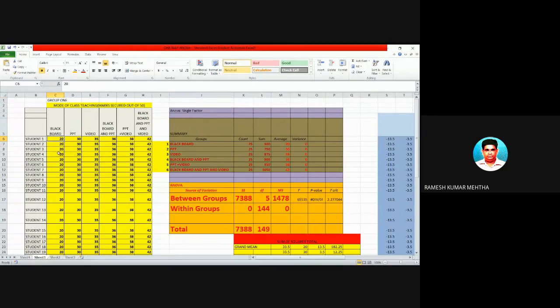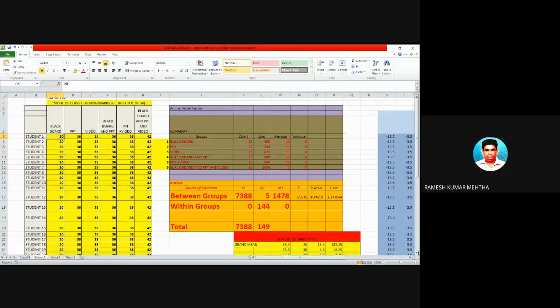Between blackboard and video, student number one secured 20 marks and 35 marks. So between the first group and the third group, the same student has secured 20 and 35 respectively. Blackboard and blackboard plus PPT, 20 and 36, student one has secured. So between the groups, is there a variance? On the face of it, it is found yes.